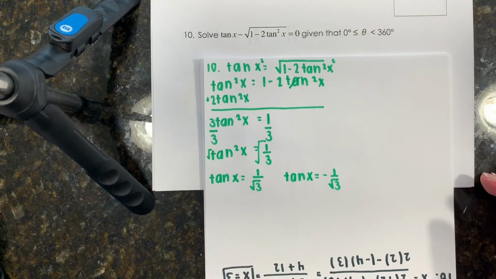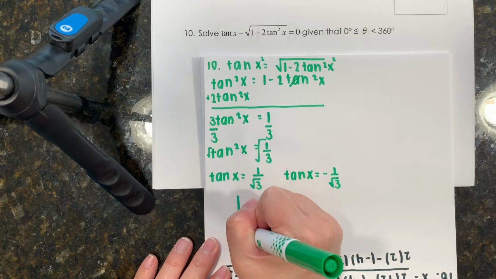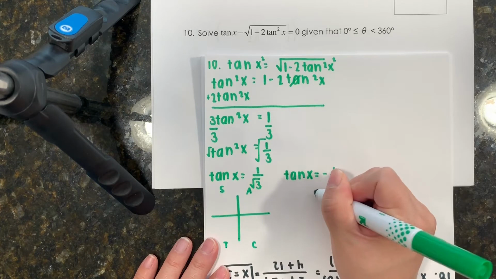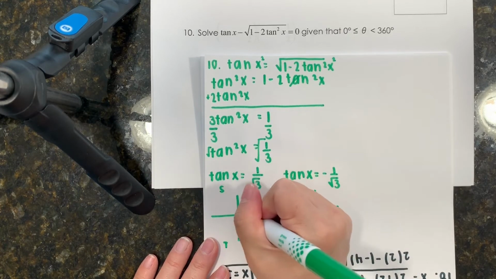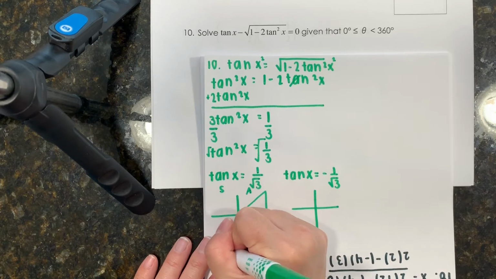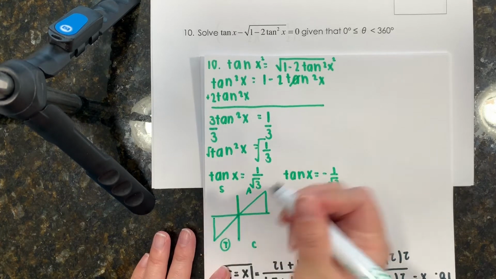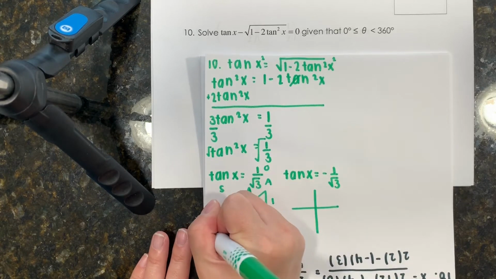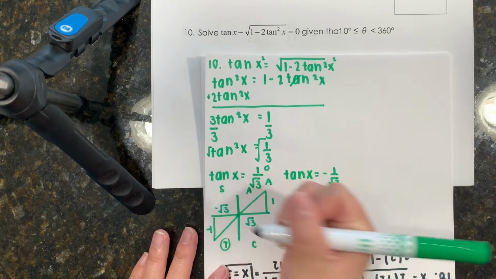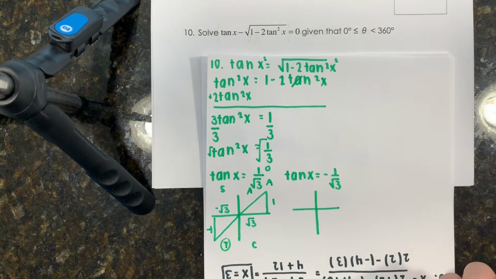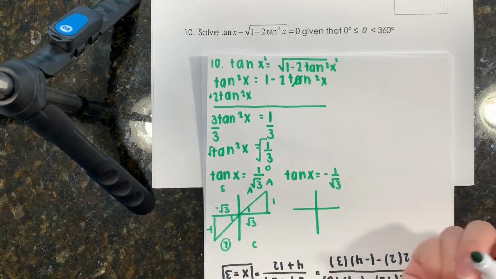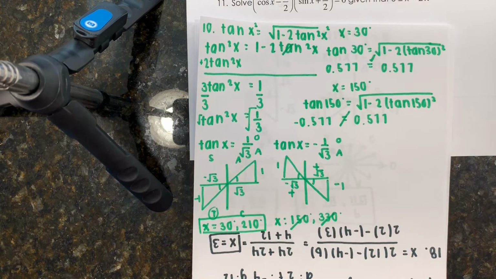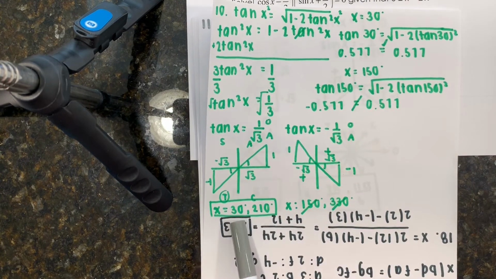Now for the first one, I want to find out where tangent is positive. Using my chart, all students take calculus, I know that everything is positive in quadrant 1 and tangent is positive in quadrant 3. This is opposite over adjacent, so opposite is 1, adjacent is root 3. I know that's a 30, 60, 90 triangle, and the angle is 30 degrees. So my first answer is going to be 30 degrees.